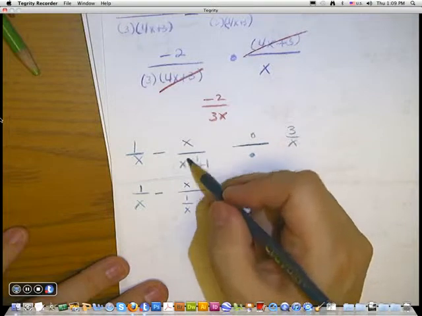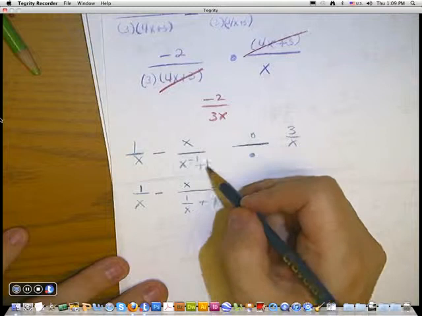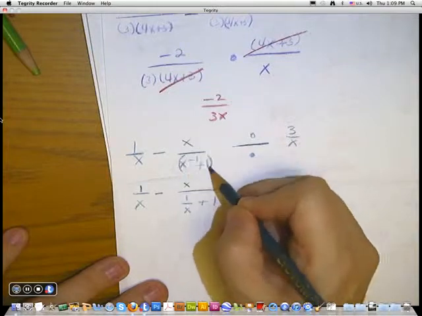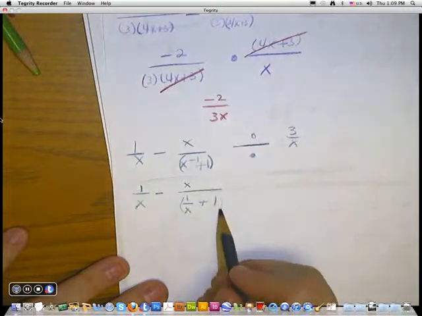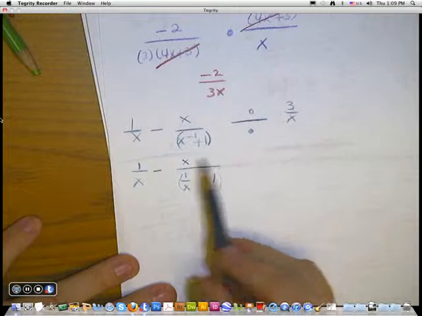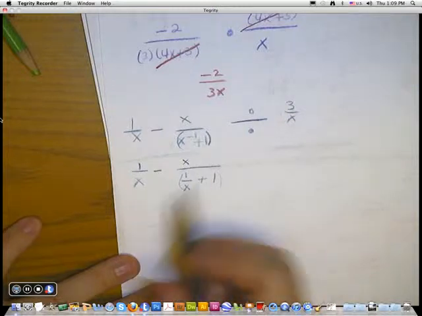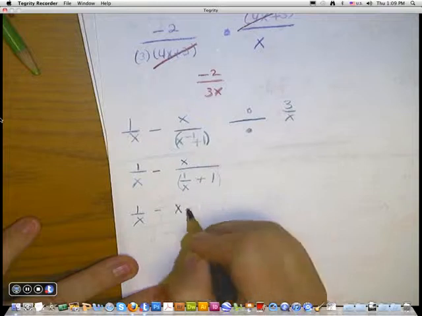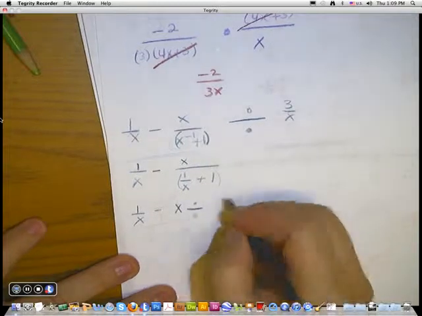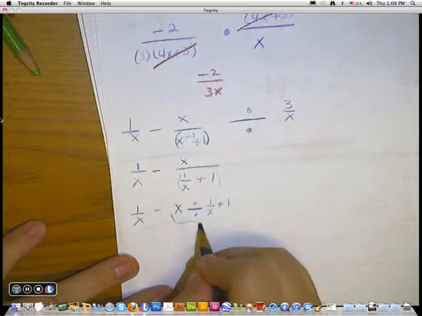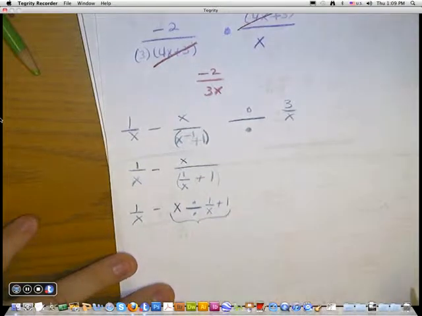It doesn't cross this line. It can't because of this plus 1. Because remember, all of this is together. So it still has to stay down here. But what it does do is that it creates another fraction within a fraction. So I have 1 over x minus x divided by 1 over x plus 1. I need to take care of this first.